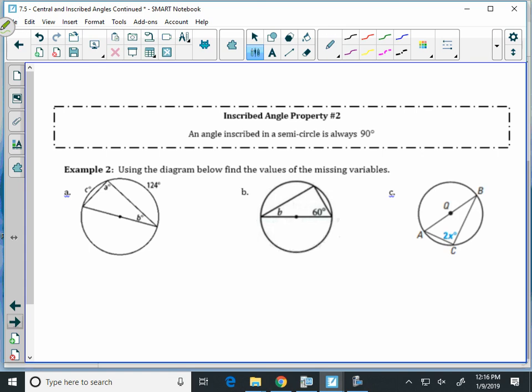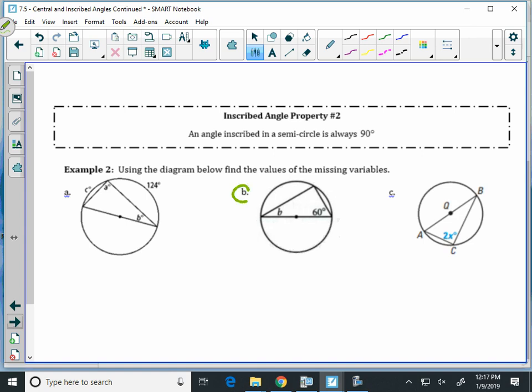Another important property is that an angle inscribed in a semicircle is always 90. Meaning when you have an inscribed angle and its intercepted arc is a semicircle, that inscribed angle is always going to equal 90. And we're going to jump around a little bit. We're going to do B first and then move on to A, because B's a little easier to start with.